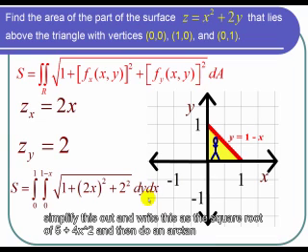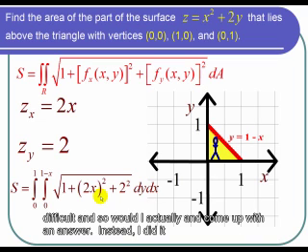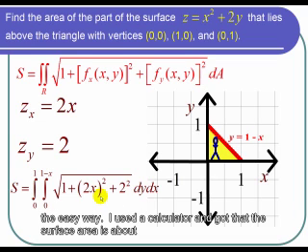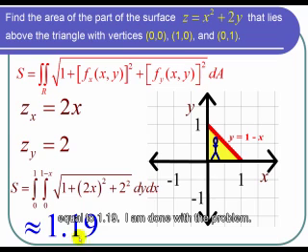At this point, I could simplify this and write it as the square root of 5 plus 4x squared, and then do an arctangent substitution, and then do some amazing integration techniques that you would find very difficult, and so would I actually, and come up with an answer. But instead, I did the easy way, and I used a calculator, and I got that the surface area is about equal to 1.19. And I'm done with the problem.